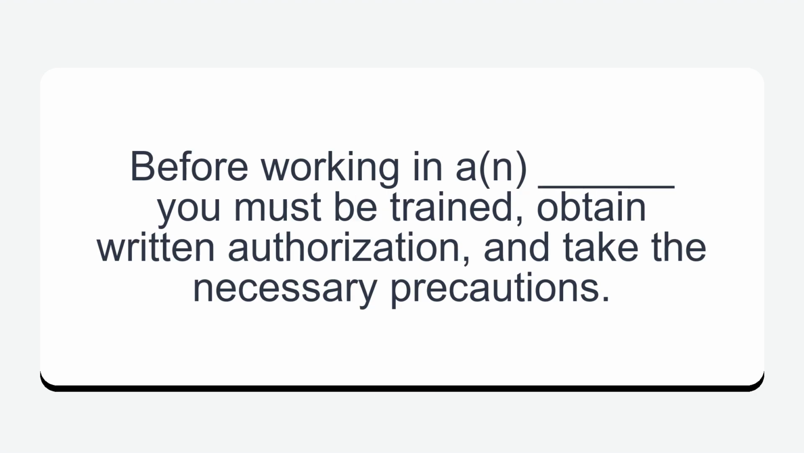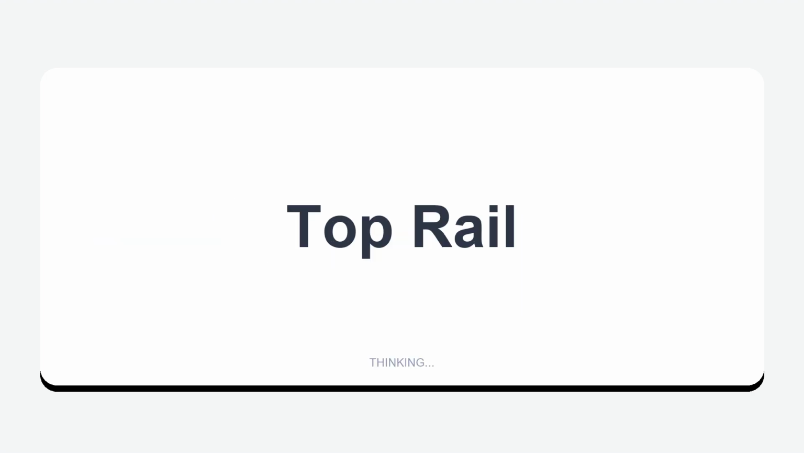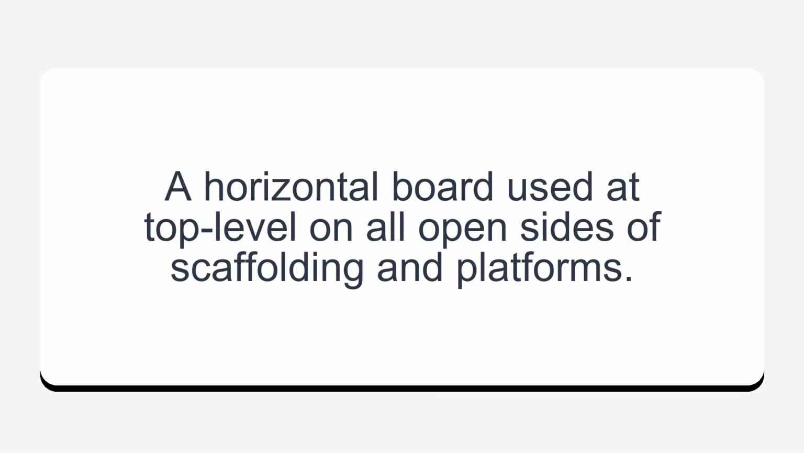Permit required confined space: before working in a permit required confined space, you must be trained, obtain written authorization, and take the necessary precautions. Top rail: a horizontal board used at top level on all open sides of scaffolding and platforms.